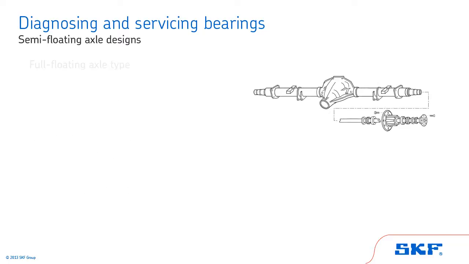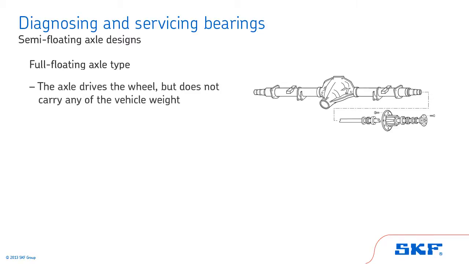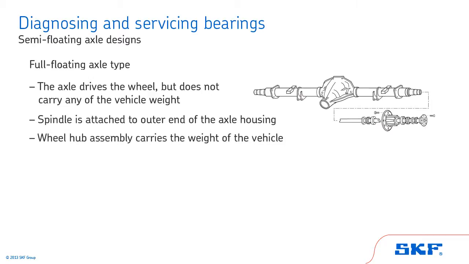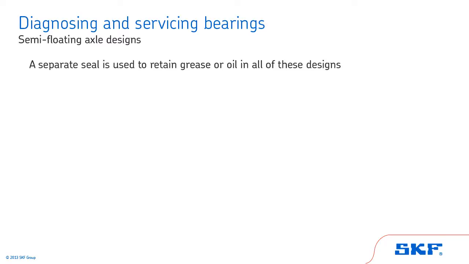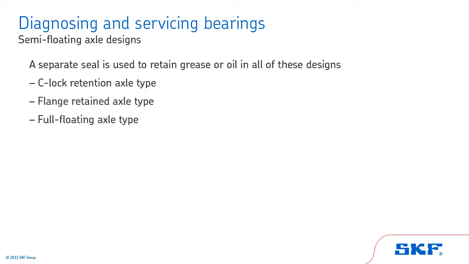The other common axle type is the full floating axle, where the axle drives the wheel but does not carry any of the vehicle weight. The spindle is attached to the outer end of the axle housing. A wheel hub is mounted on this spindle and rides on tapered roller bearings. The wheel hub assembly carries the weight of the vehicle. A full-floating axle assembly is considerably stronger than an equivalent-sized semi-floating axle. In all of these designs, a separate seal is used to retain the grease or oil. These seals should always be replaced when performing any of these services. We'll start with the semi-floating axles.